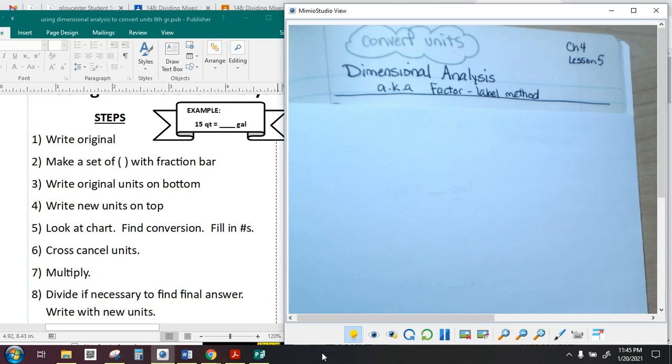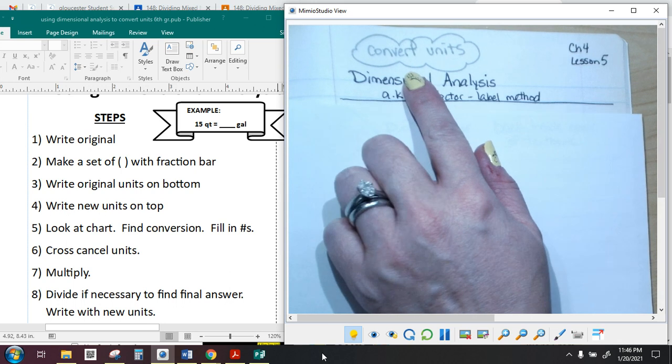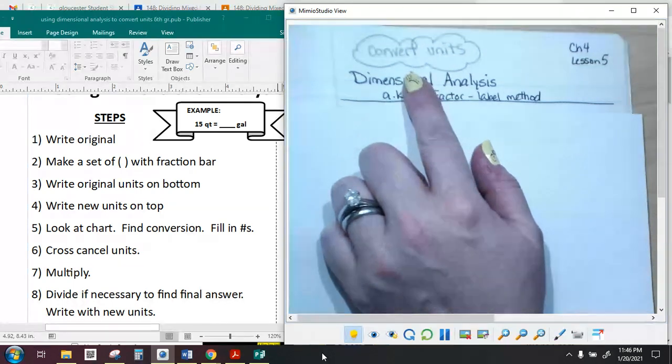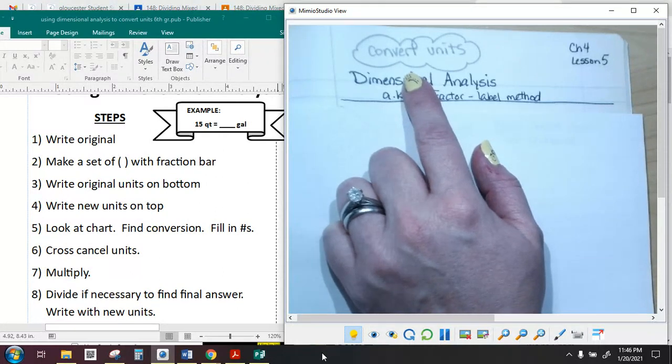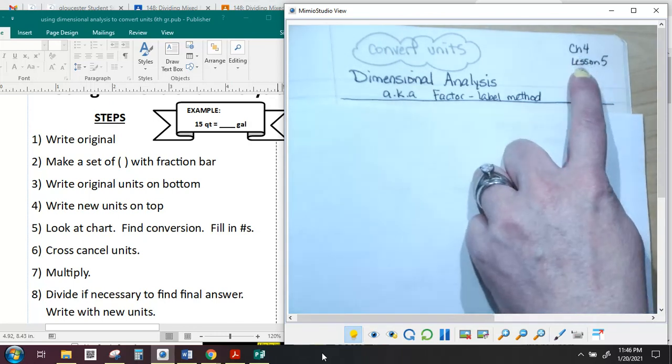So today, class, we are going to start a topic called dimensional analysis. It's also sometimes called the factor label method, which will make sense when I show it to you, but it's really to convert units. Now, I show it slightly differently. I actually think my way is a little bit easier because it helps to organize it with parentheses. If you follow along with what the book shows, it does not use the parentheses, but it's the exact same thing. If you're curious, it's chapter 4, lesson 5 in our textbook.